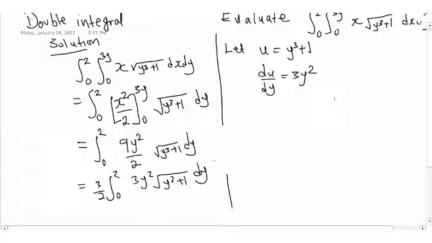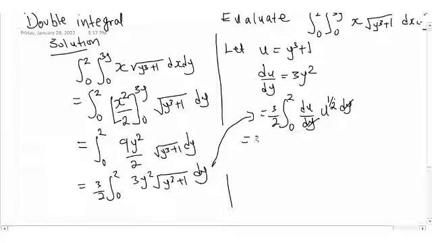We now go back to our integral. So we have 3 over 2 integral between 0 and 2. Now we replace 3y squared with the du dy. So the du dy, then times u raised to 1 over 2 dy. So dy cancels dy here. So we have 3 over 2 integral between 0 and 2 of u raised to 1 over 2 du.